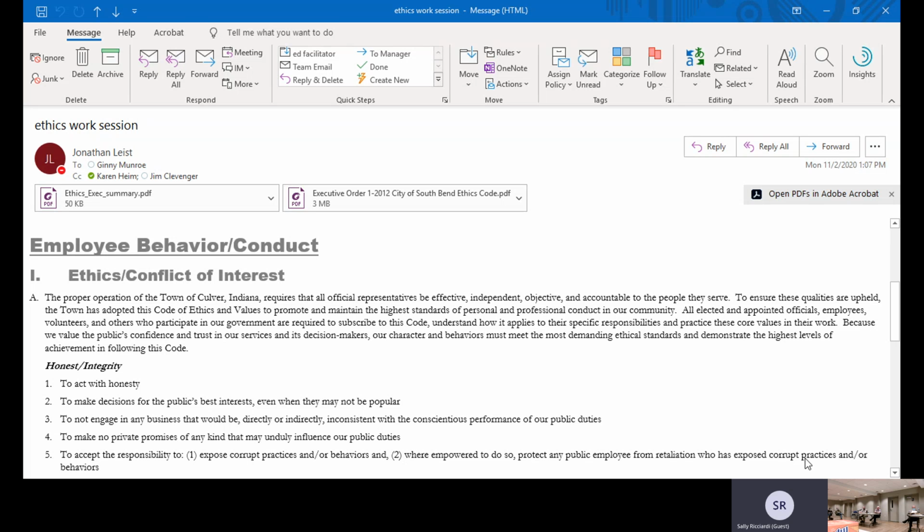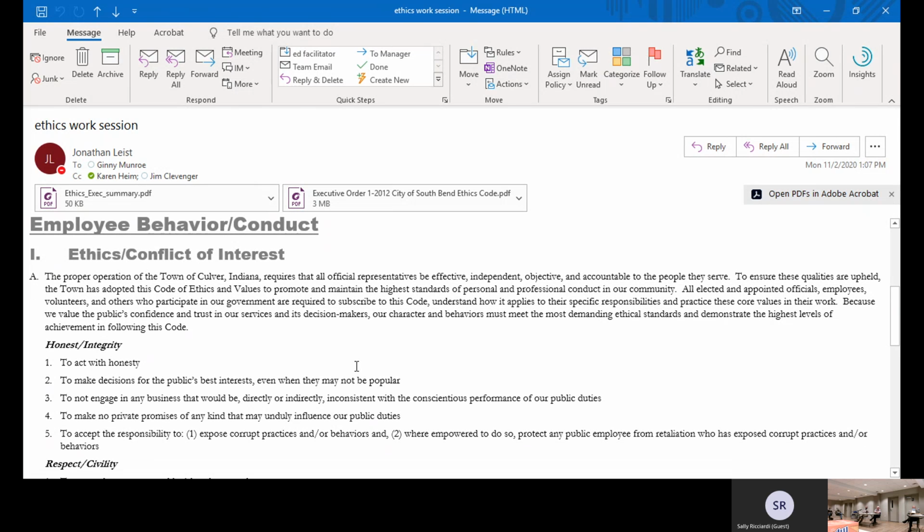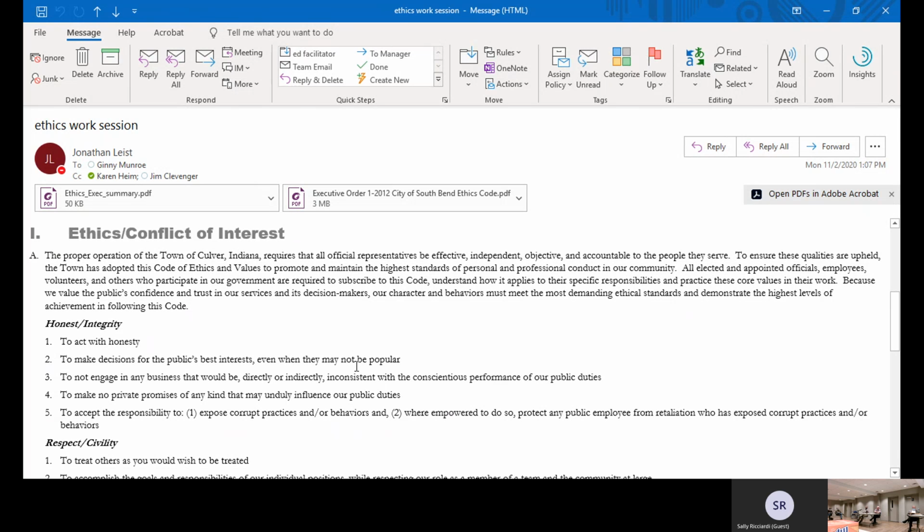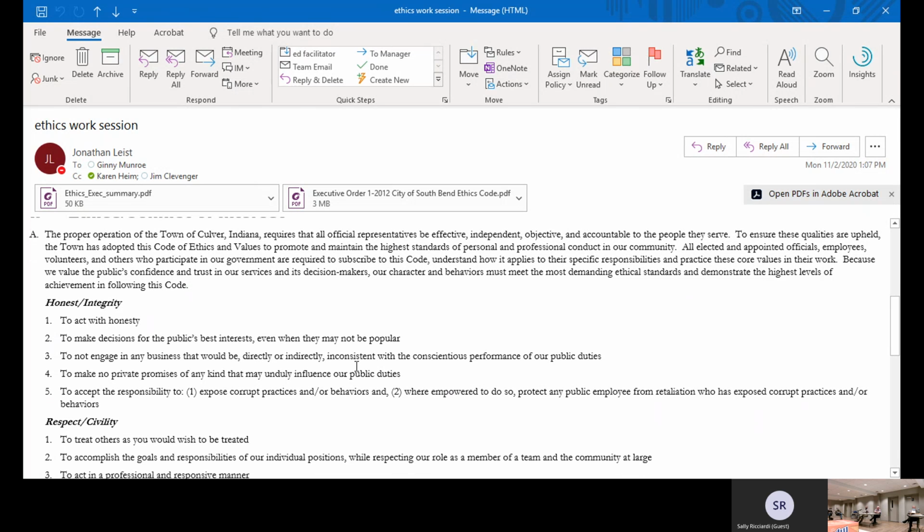All right, so this one is about ethics and conflict of interest in terms of employee behavior and conduct. The one that I sent from the handbook, as you read in the first paragraph, it does say that this section applies to employees, and elected officials. It says all elected and appointed officials, employees, volunteers, and others who participate in our government are required to subscribe to this code, understand how it applies to their specific responsibilities, and practice those core values in their work. Because we value the public's confidence and trust in our services and its decision makers, our character and behaviors must meet the most demanding ethical standards and demonstrate the highest level of achievement in following this code.